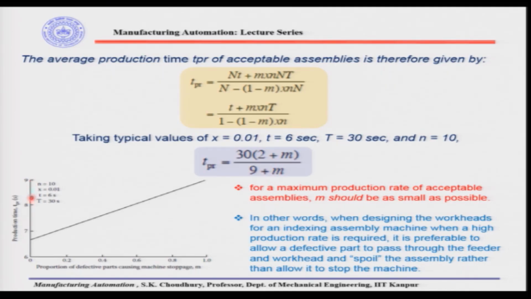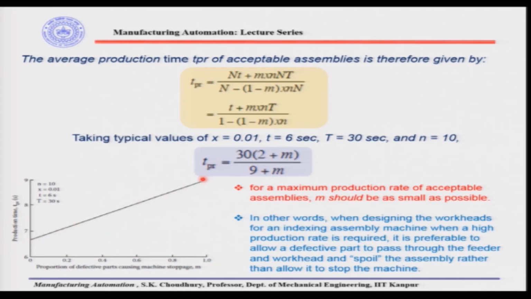So, if we draw the curve now for different values of m, we will get the TPR and the curve will be like this. In this axis we have the average production time, 6, 7, 8, 9 seconds. This is for this example, for this equation, and on the x axis we have the proportion of defective parts causing machine stoppage, m. So, we will find out the TPR, and it gives a straight line.